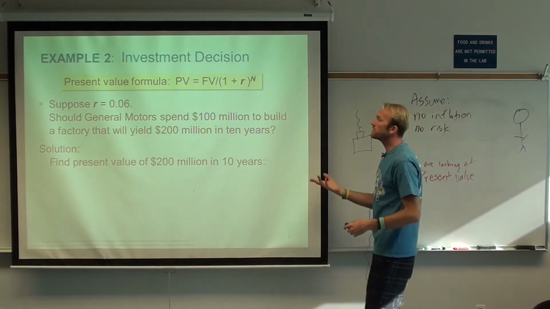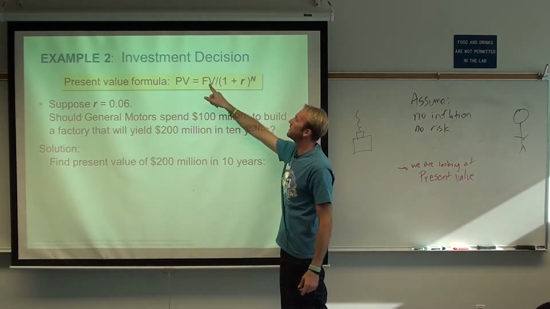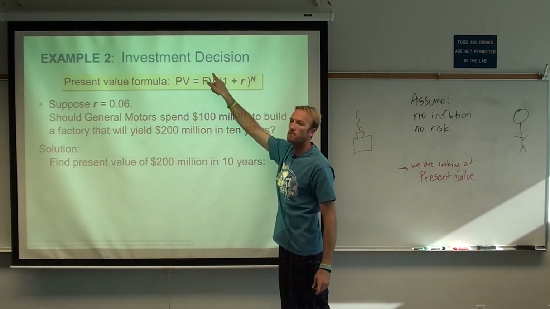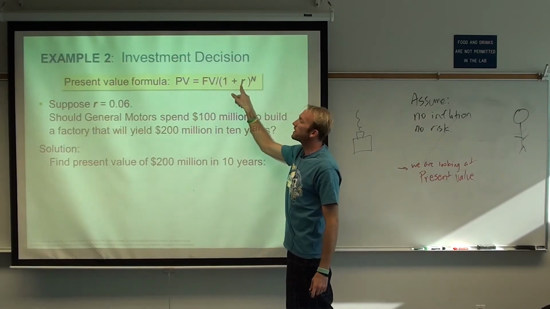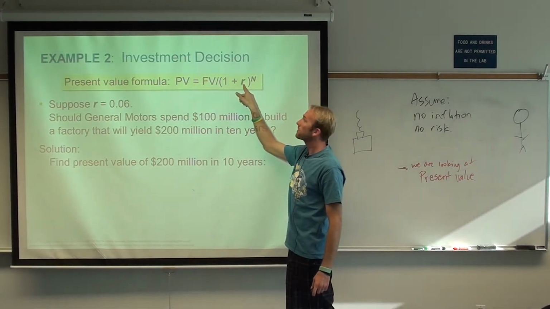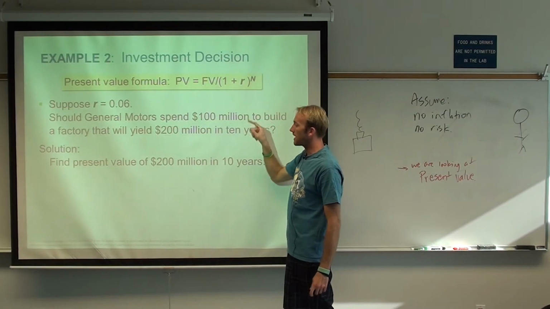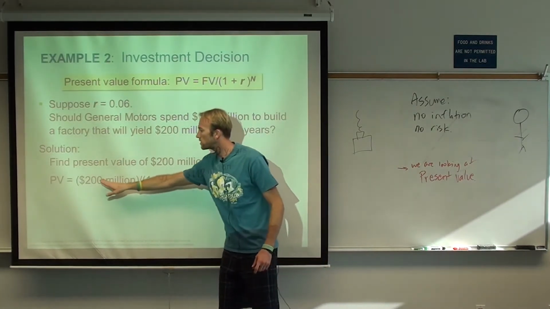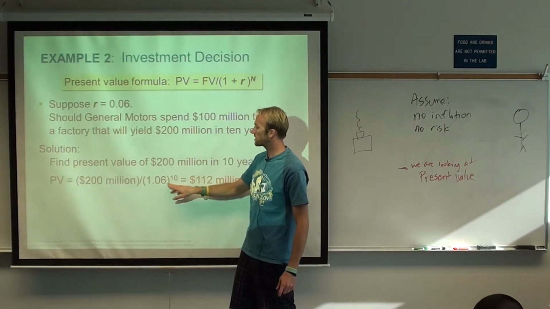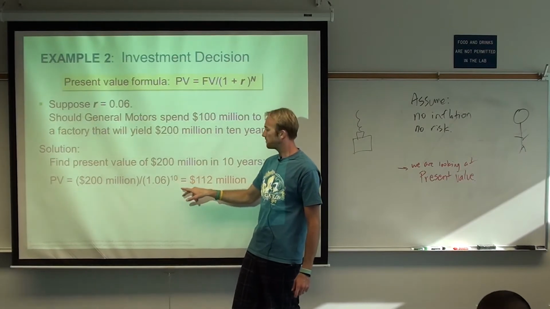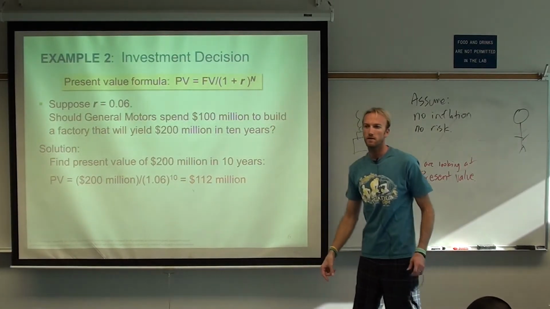Okay? So it's really simple, right? I just plug this stuff in. The future value is $200 million. The interest rate is 6%. The number of years is 10. So I can do this right here. 200 million over 1.06 to the 10th power, right? 112 million.